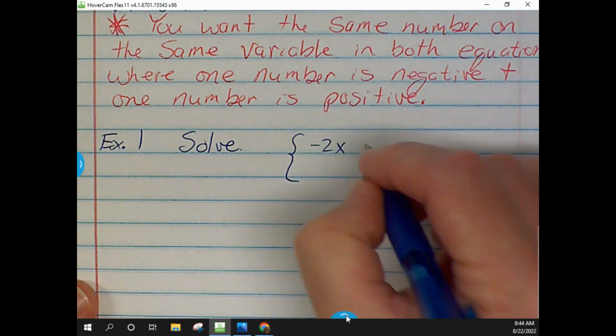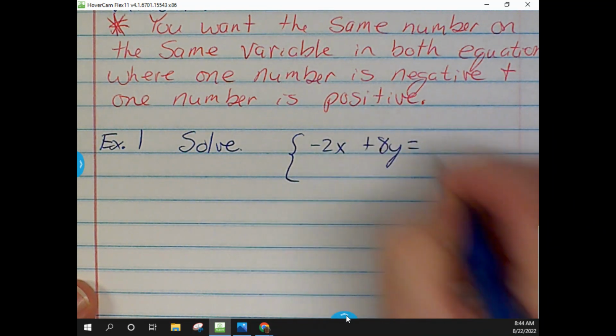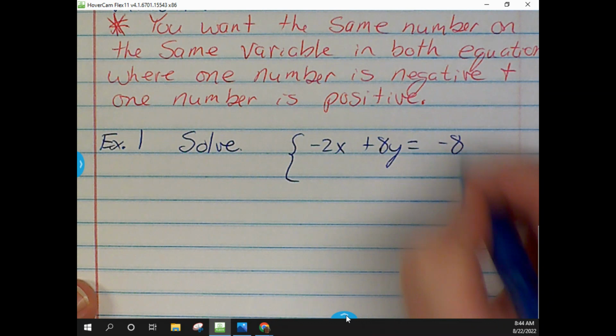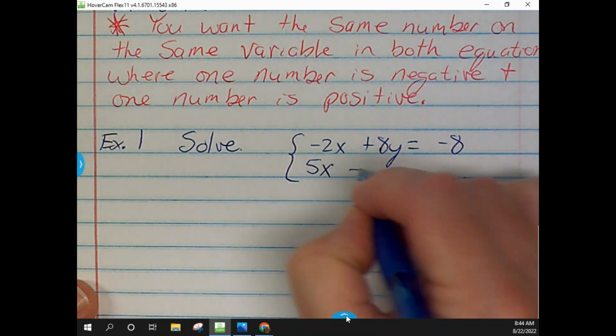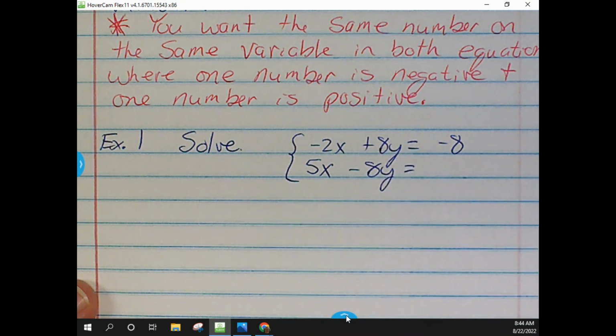So we got negative 2x plus 8y equals negative 8. And then 5x minus 8y equals 20. Okay. And then going back to Emma's comment a minute ago, when we're doing this, a lot of times they're going to have the bracket on the left, especially when we start doing the three equations.